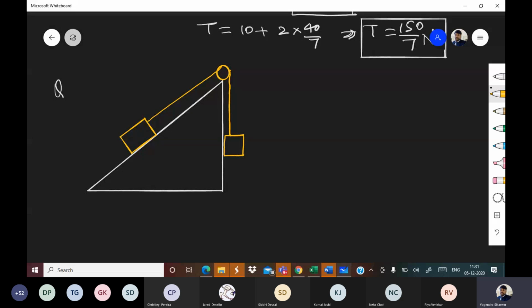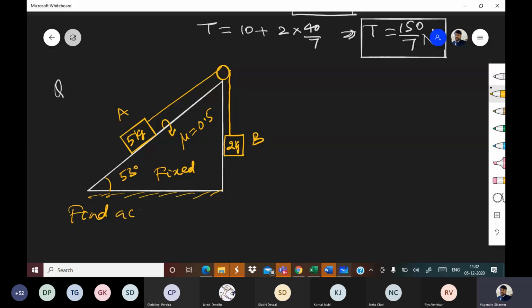So this is 5 kg, this is 2 kg, this is 53 degree, this is mu is equal to 0.5, this is A, this is B, this is fixed. So the question says find acceleration of A and B. Please find.